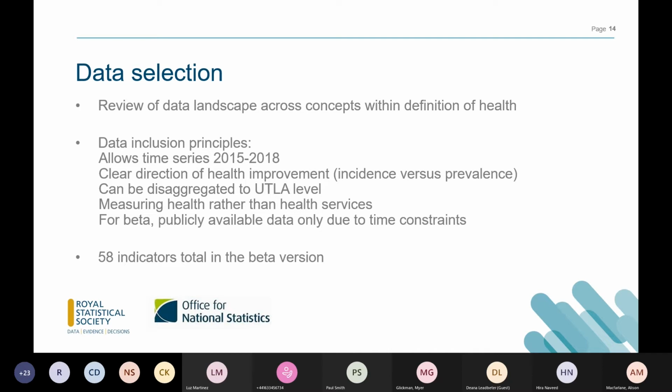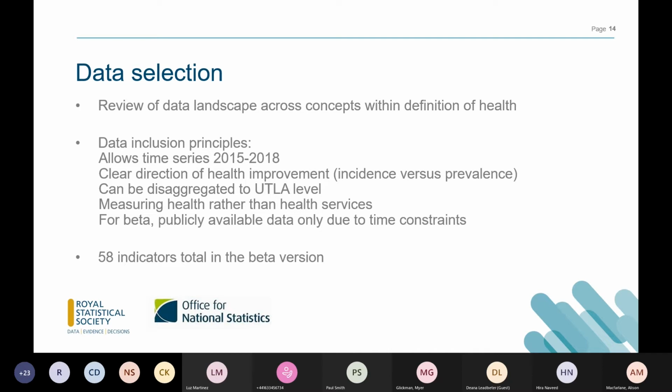So for the beta version, we're looking at 2015 to 2018. Some of the indicators we've selected are available further back than that, but we wouldn't be able to produce the whole index further back. And the plan, of course, is to update these with newer measures as they're available to present beyond 2018 in the future.